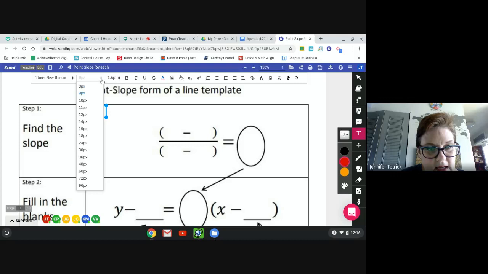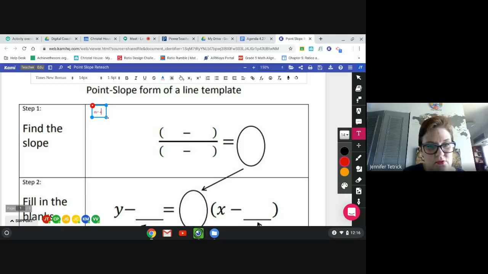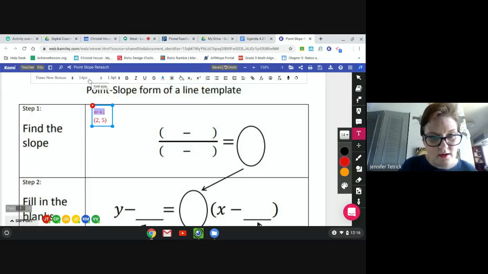We're going to say, let's go with 14 so that we can see it. Slope is 4, and our given ordered pair xy is going to be (2, 5). Can you guys see this? It'd probably be best right now if you unmute yourselves.